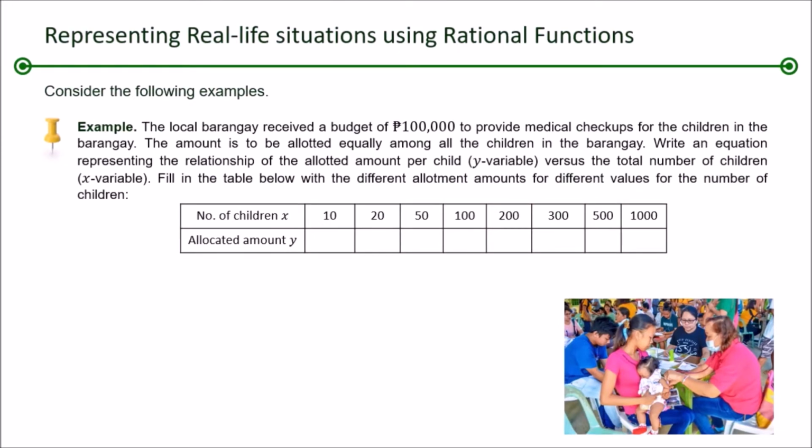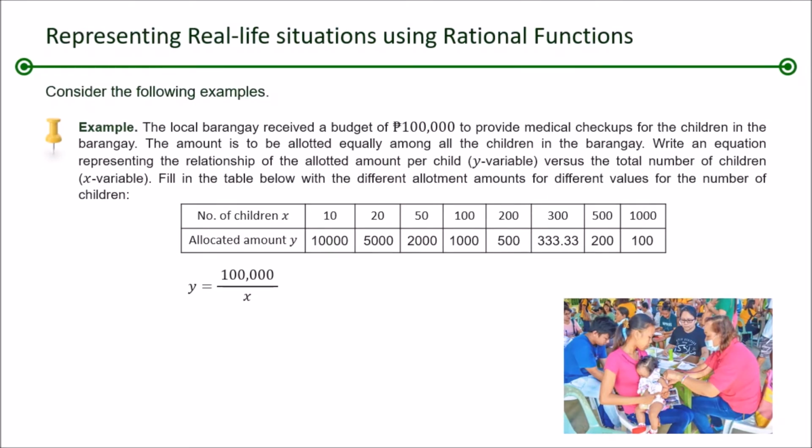Solution. Since the idea is to distribute the given amount to the number of children x equally, the working equation should be y equals 100,000 over x. Depending on the number of children, the amount to be received by each child should be, say there are 10 children, therefore 100,000 divided by 10 gives us 10,000 per child. If there are 20 children, each child should receive 5,000 pesos, for 50 children, 2,000 pesos, and so on.